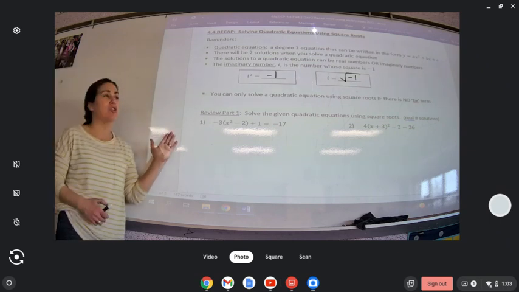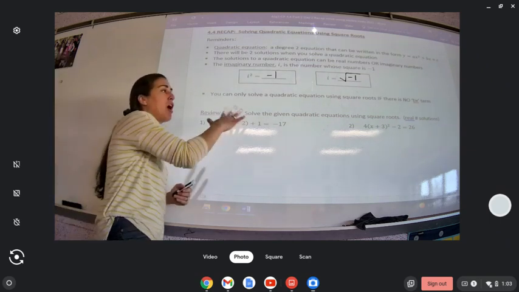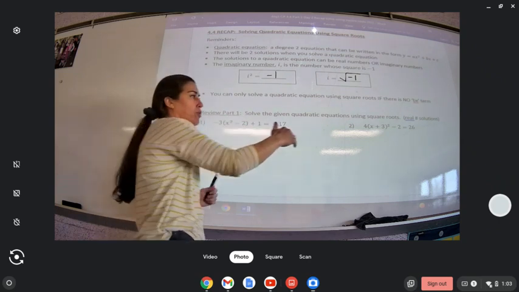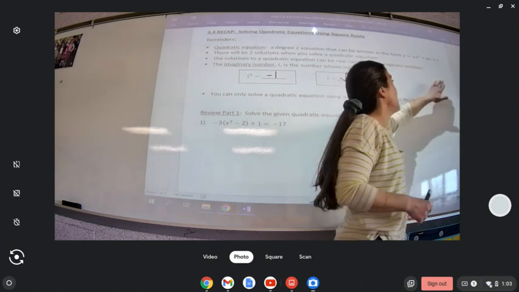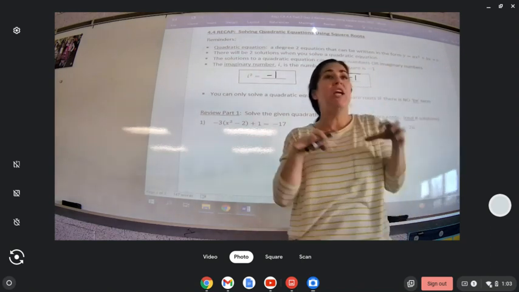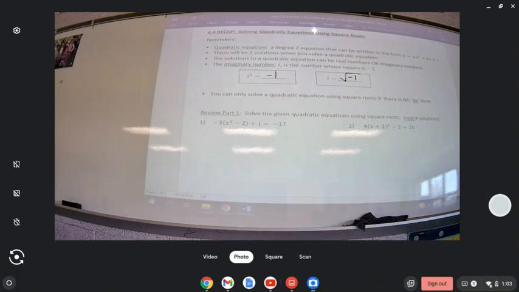And then the last thing I wanted to remind you of is, since we are solving using square roots, remember, you can only solve a quadratic equation using square roots if there's no bx term. There can be an ax squared and there can be a c, but there can be no x term. If there is an x term, then you can't solve by square roots. You either have to try to factor it, or you're going to have to solve by the quadratic formula, which is the 3rd way I'll show you starting Monday. All right? All right, let's do it. Let's practice, and then we'll be done.